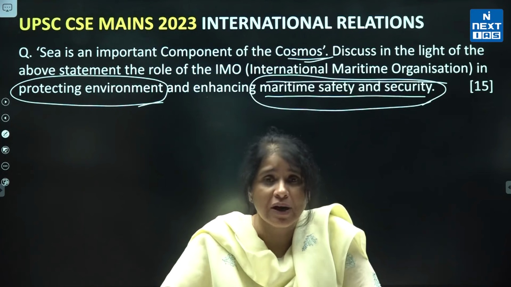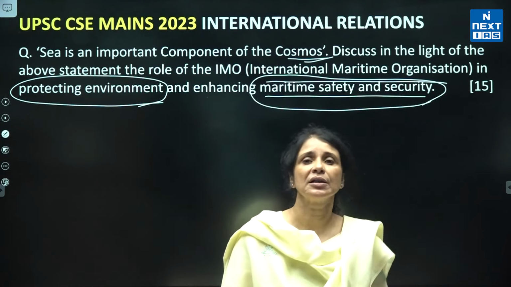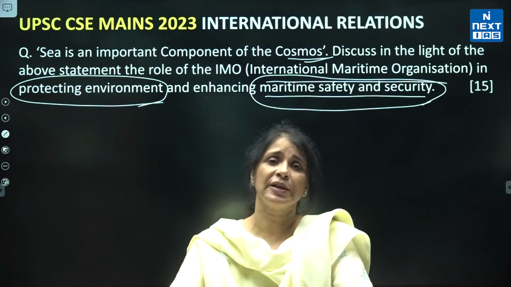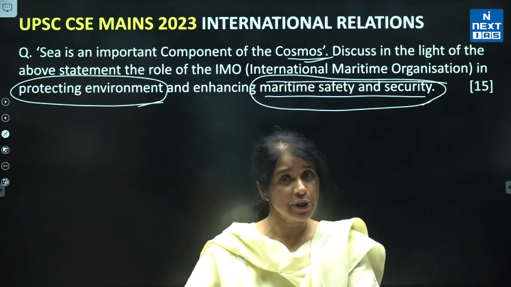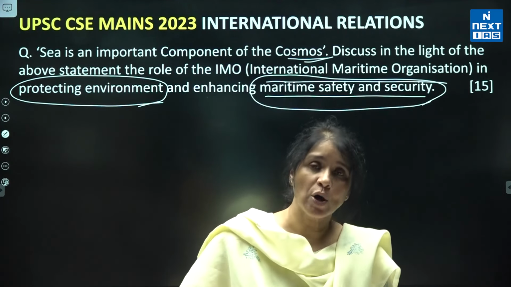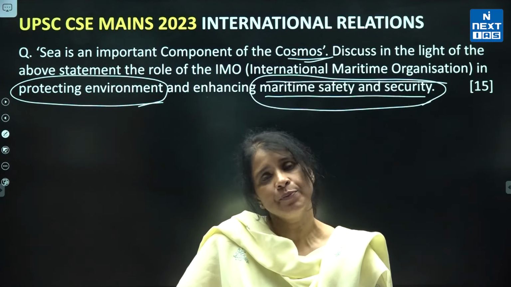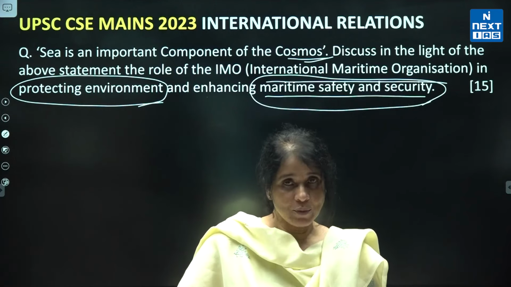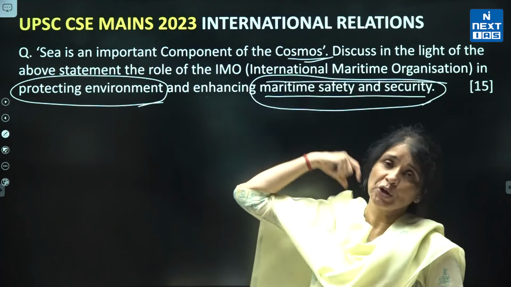So IMO is the International Maritime Organization. It is a UN specialized agency. What is its responsibility? The responsibility of IMO is for the safety and security of shipping and the prevention of marine and atmospheric pollution by ships. That is the most important mandate which is written at the IMO website. So, what is IMO? You can begin with that, and then you can talk about what role it is doing to protect environment.